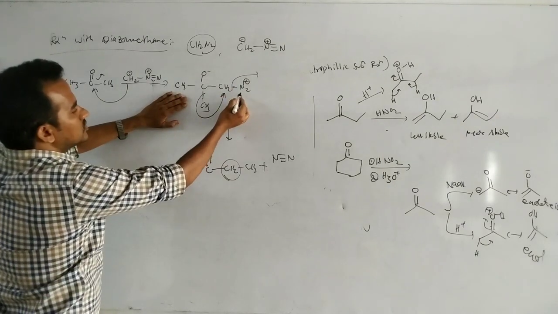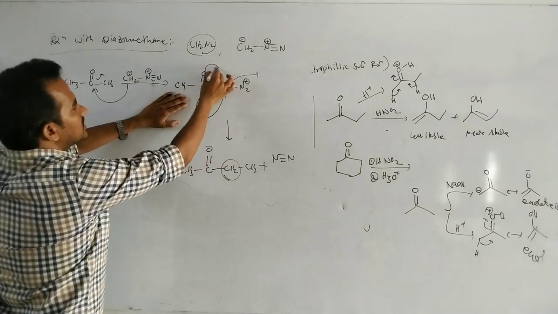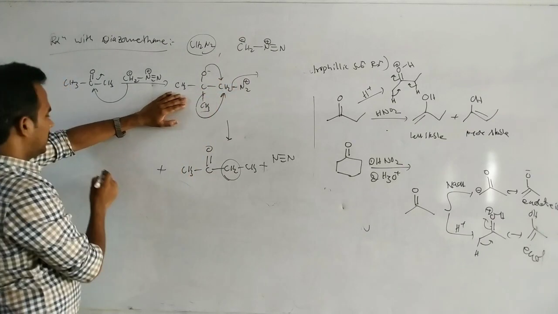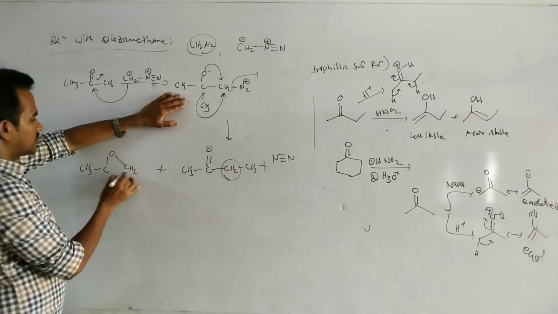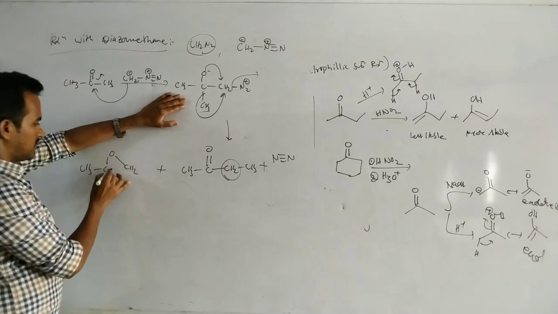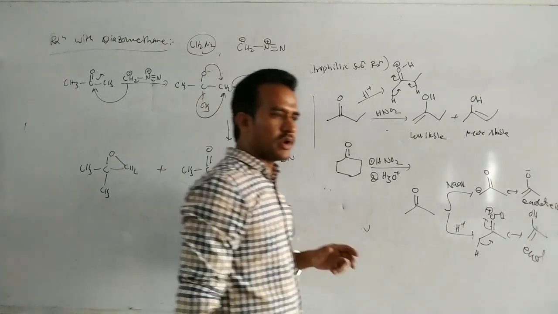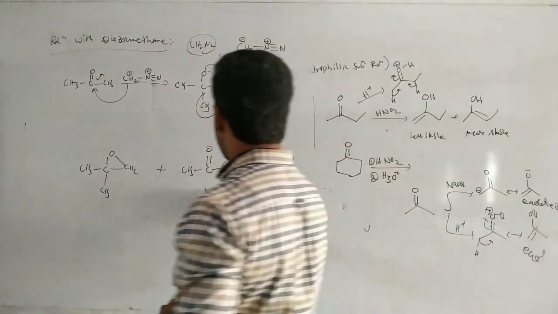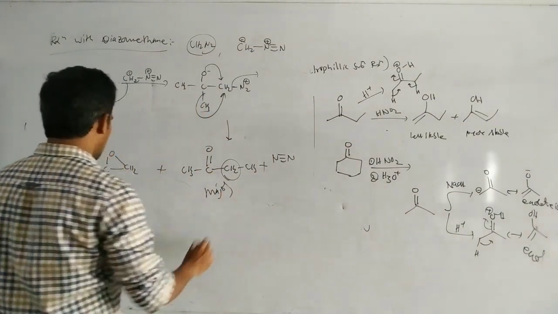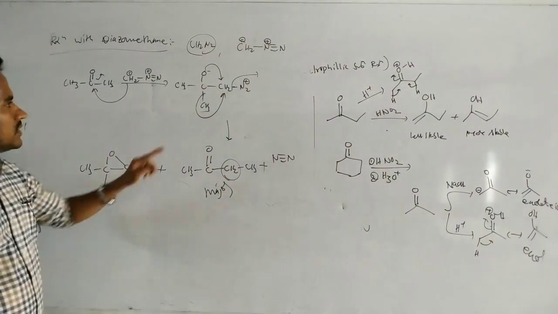And here is another side product. By loss of N2, this carbon carries a positive charge, and the negatively charged oxygen can form the bond. So the cyclic ether is also one of the products. But the cyclic ether is not the major product. The ketone is the major product because the 3-membered ring is unstable.